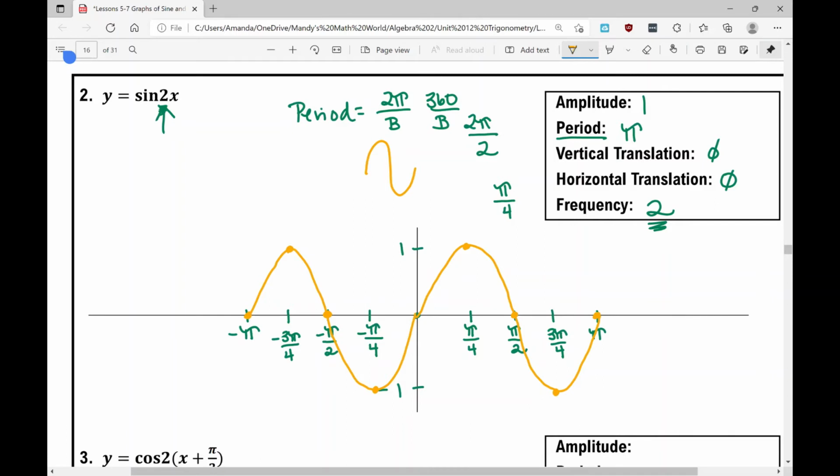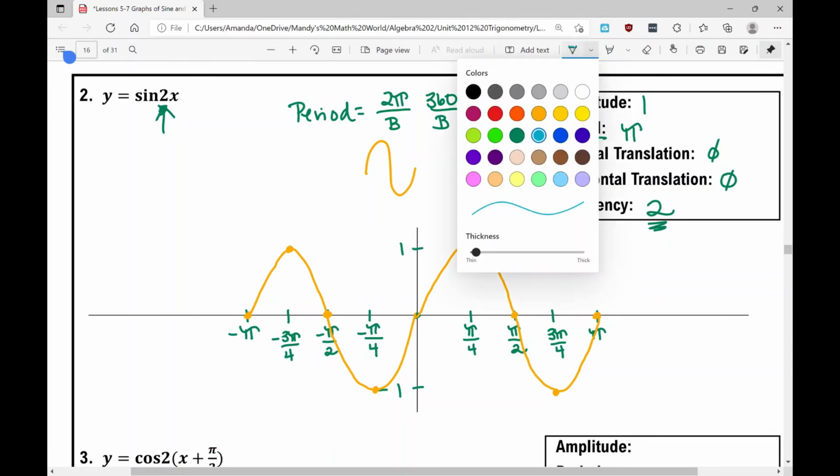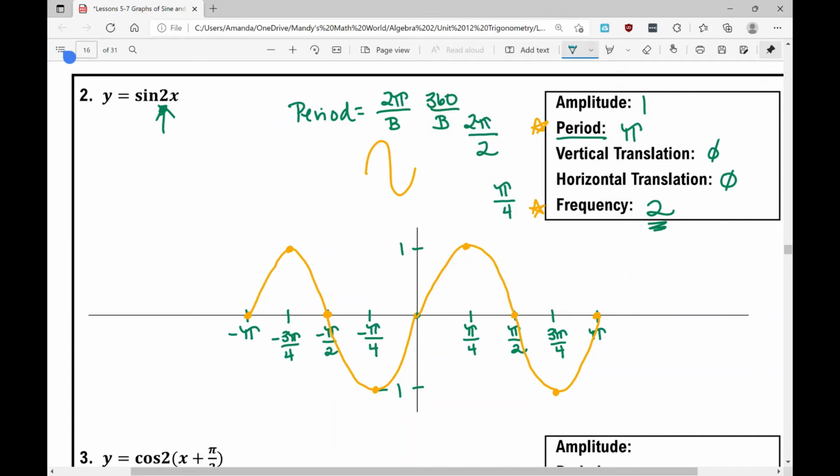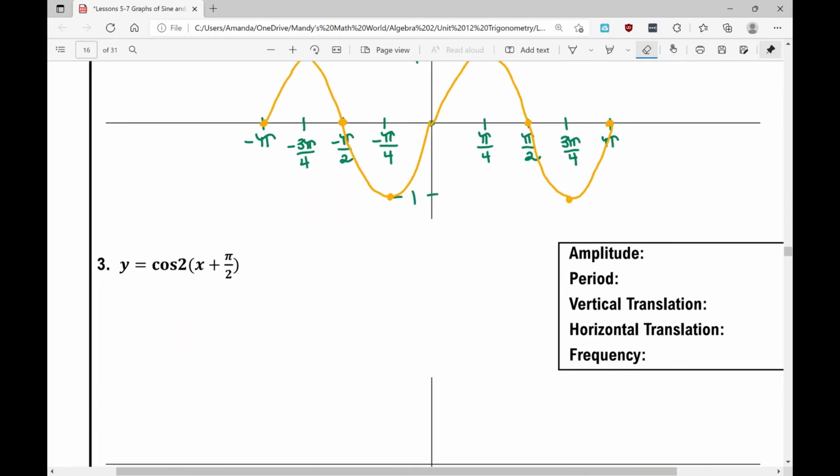Thankfully, no vertical translation, no horizontal translation, but there was a period change and a frequency change. Like, remember, one interval is generally 2 pi. That's out here. All right, well, this could fit a whole other one in there. How many of those could fit in that one interval? 2 of them. That's the frequency, okay? Let's move on to example number 3.